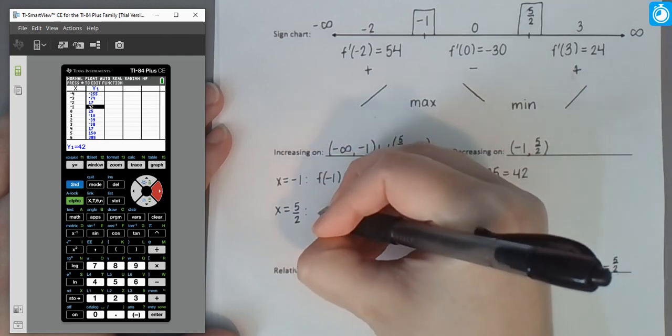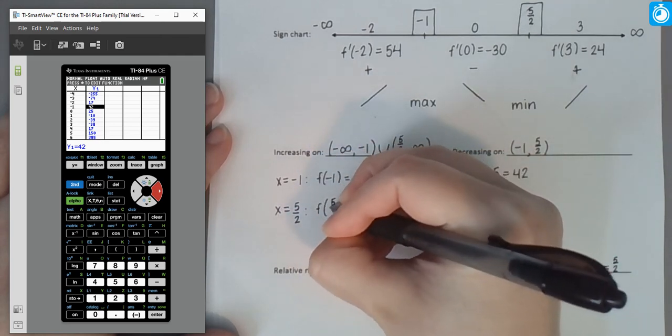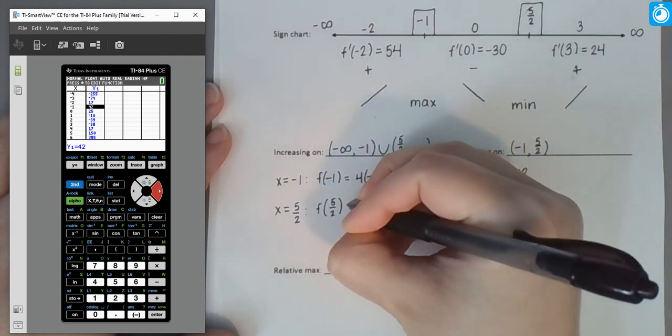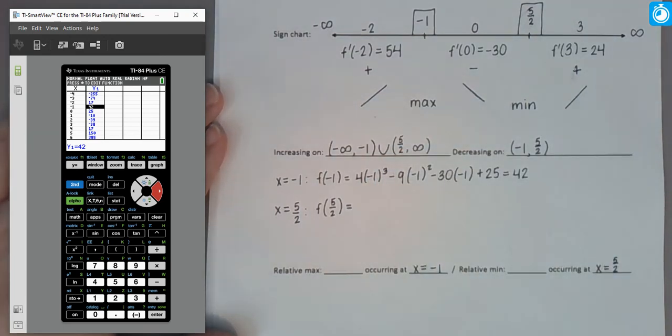Remember, that means we're plugging 5/2 into our original function. Notice we don't see 5/2 here on the table. That's because we're increasing by intervals of 1. Okay. So we can change a table setting and we can find this value if we want this value.